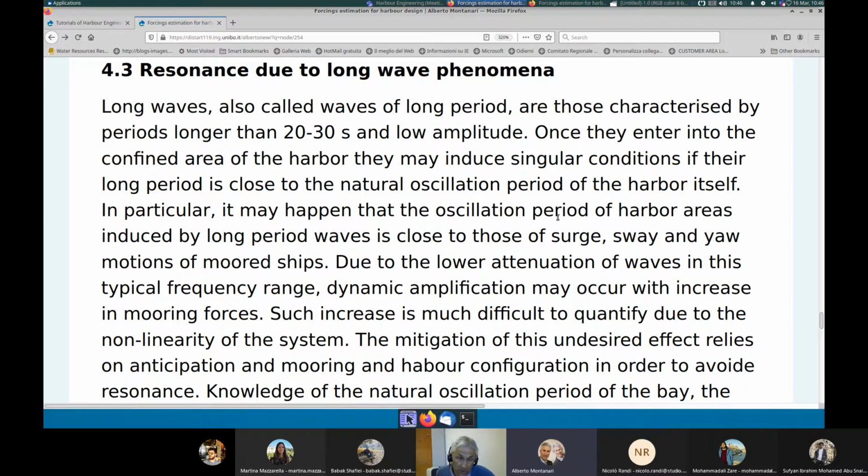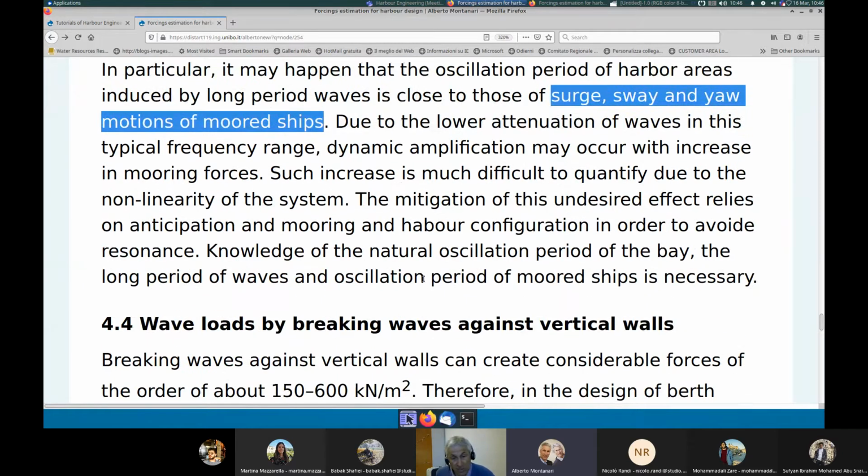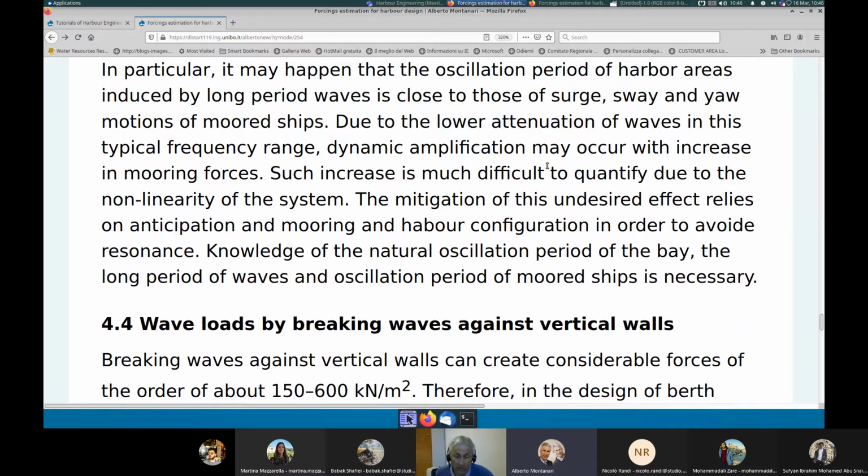And also, we have to be careful about the interaction between the characteristic periods of moored ships, in particular the surge, sway, and yaw periods of moored ships. This is something that you have to take into account, especially if you deal with a wave forcing that may have a long oscillation period. And it's something that usually happens in particular places and only in certain seasons.